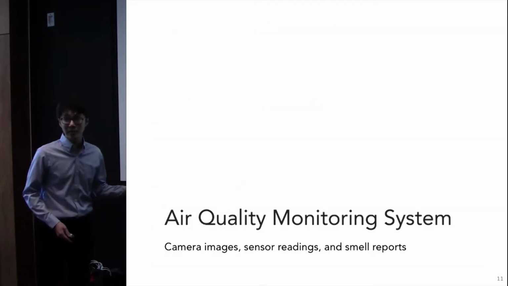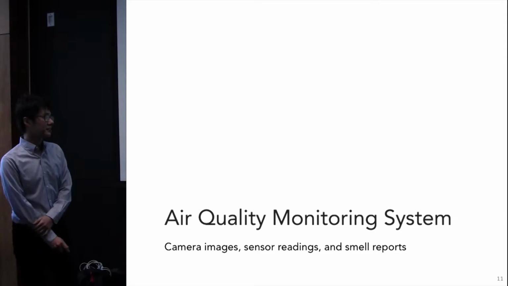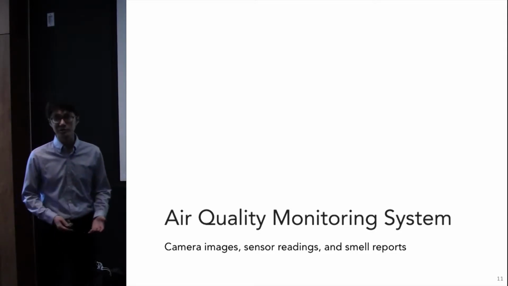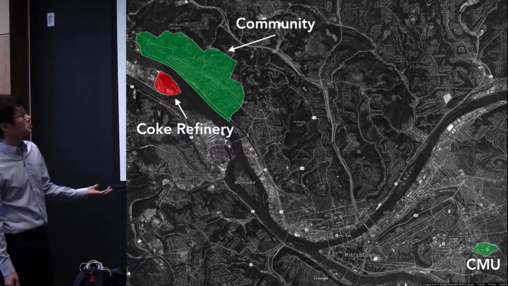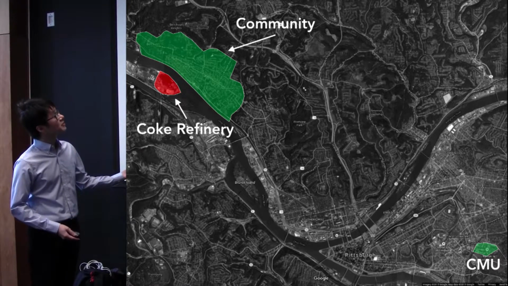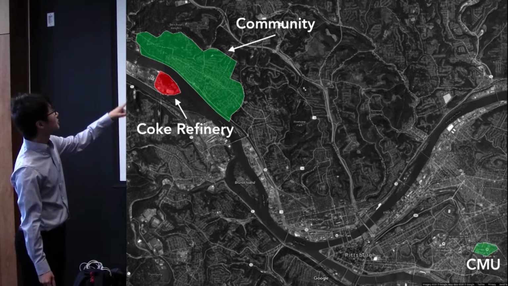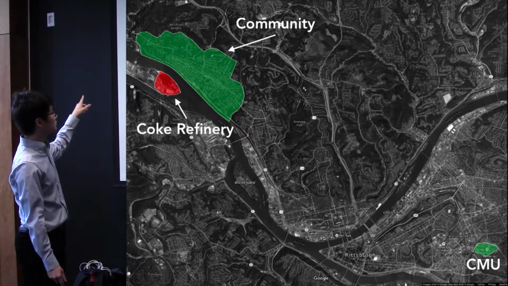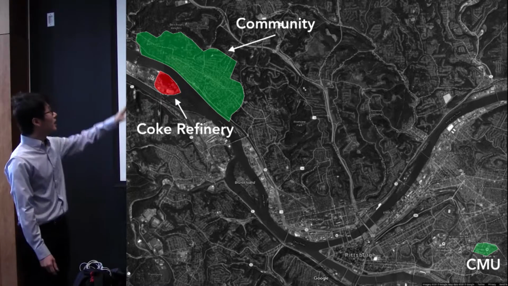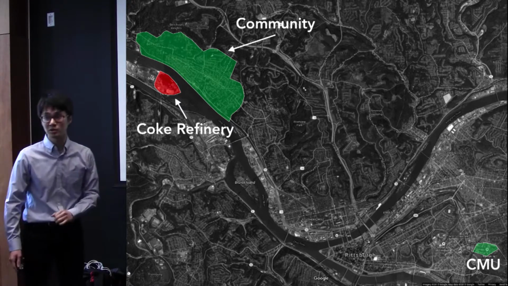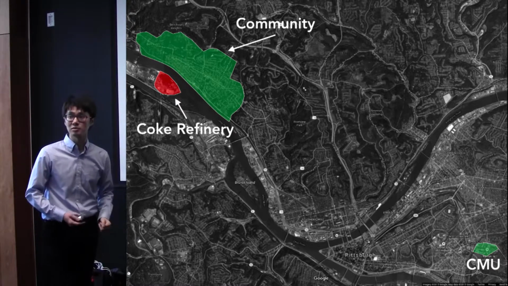Now I'm going to talk about an example of how to integrate many types of data, which is the air quality monitoring system. It integrates images, sensor readings, and also smell reports from the community. A long time ago, we worked with ACCAN to solve a local pollution problem. CMU is there, and we worked with the community on the northwest side of Pittsburgh. The community has suffered from an air pollution problem for a long time, and a lot of the air pollution comes from the coke refinery there, because when they emit pollutants and the wind blows through the community, the community gets all the pollution.